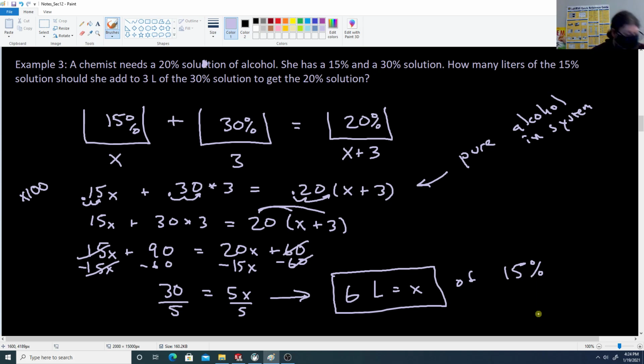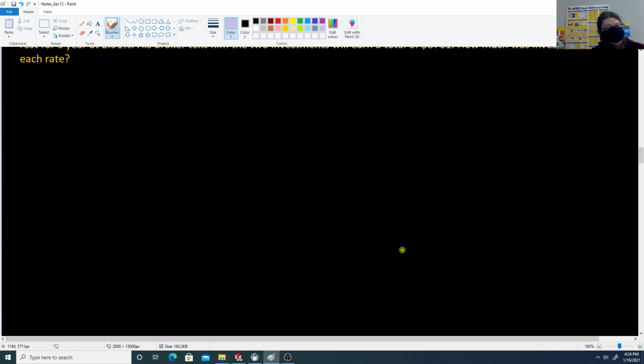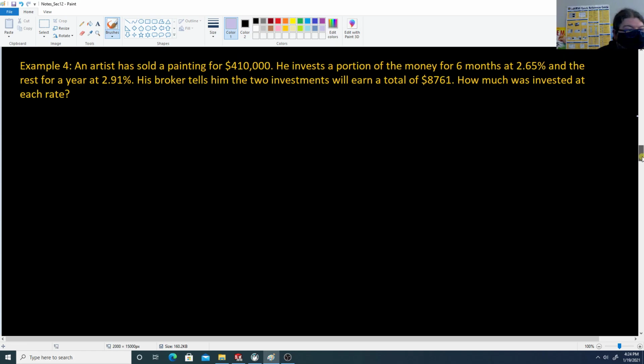So, we're going to look at a couple more from this section. Okay, so we have an artist sells a painting for $410,000. He invests a portion at 6 months at 2.65%. And then the rest is for a year at 2.91%. Broker tells them the two investments earn a total of $8,761. How much was invested at each rate?